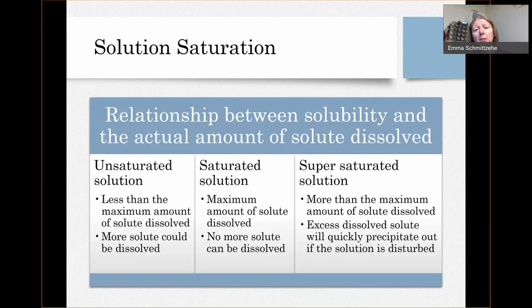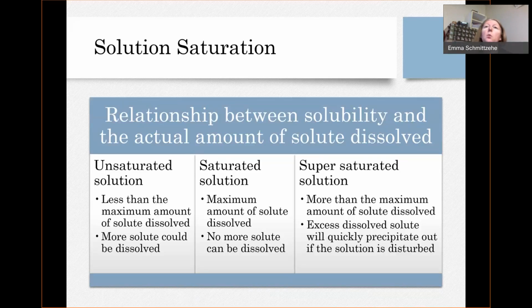When you have this solution, it isn't stable. Any disturbance of that solution will cause the extra solute to come out of solution, including if you tried to add more solute. If you started adding more solute and it was already supersaturated, immediately the rest of the stuff would precipitate out. So a supersaturated solution is a special case. The solutions we would deal with in this class would always be either unsaturated or saturated.